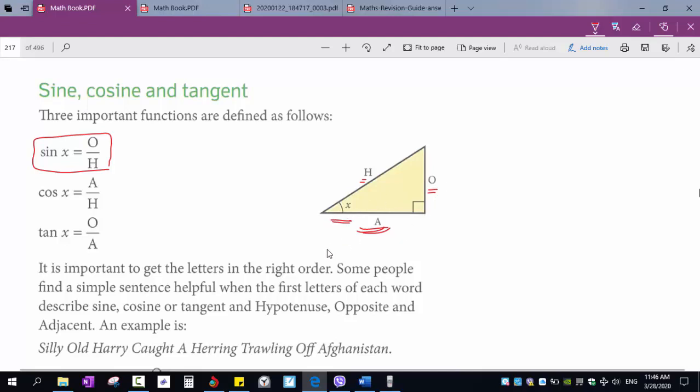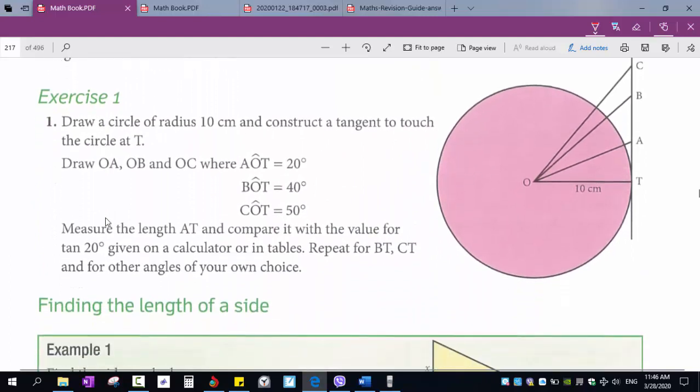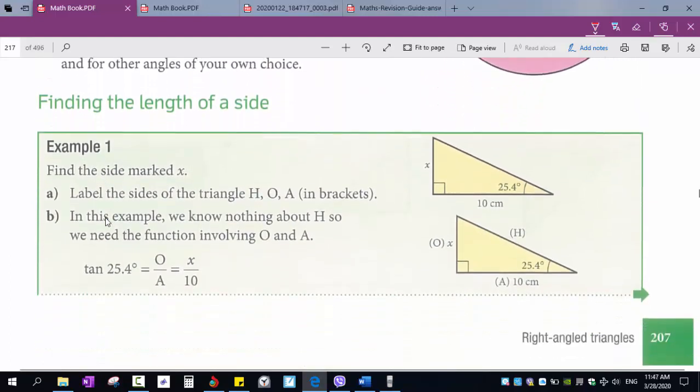Make sure to practice this and memorize these as rules. Sine is always opposite over hypotenuse. Cosine is adjacent over hypotenuse. And tan is opposite over adjacent. We're going to use these functions to work out the length of the missing side of a triangle.